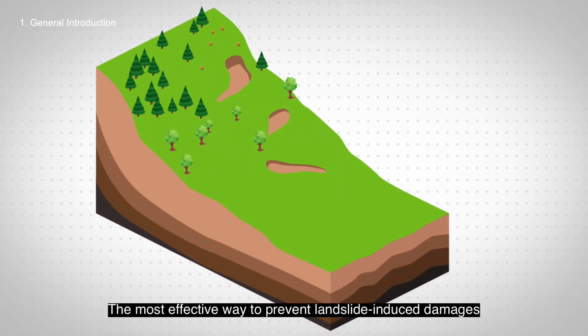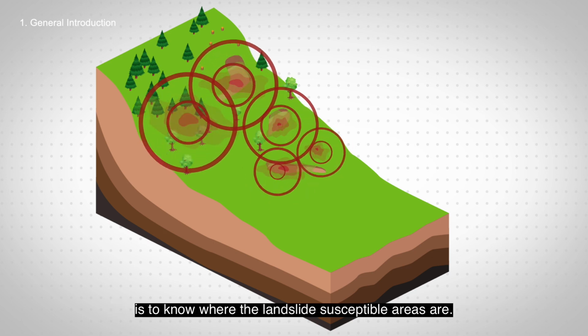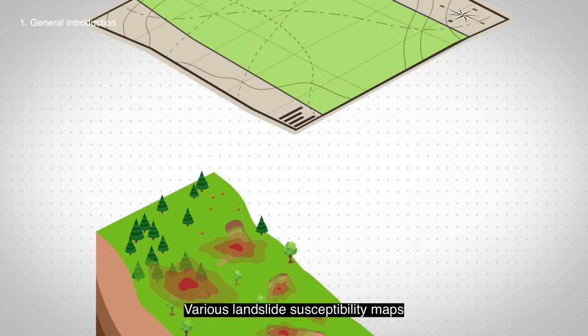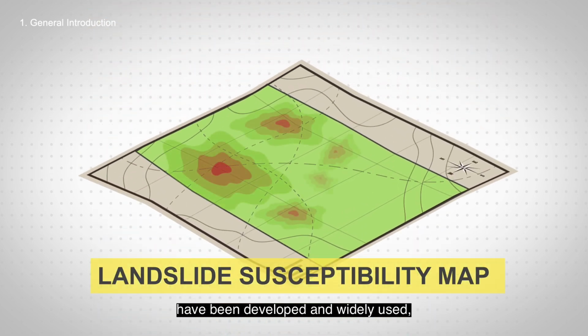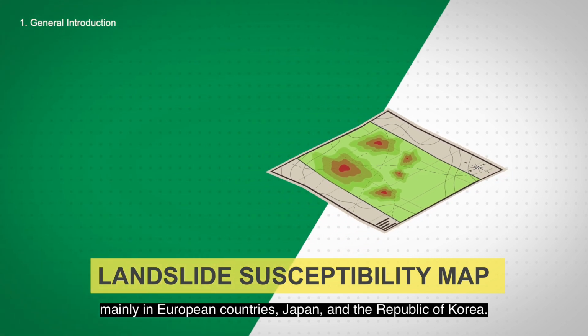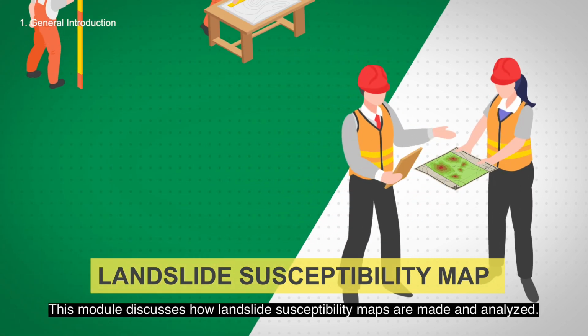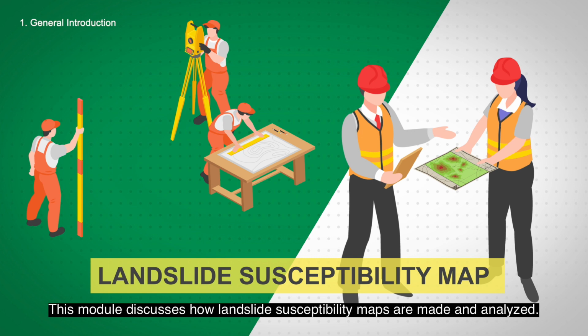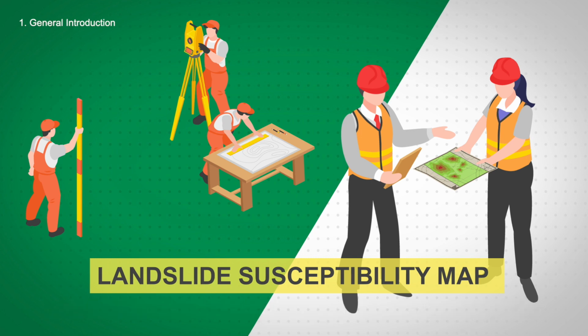The most effective way to prevent landslide-induced damages is to know where the landslide-susceptible areas are. Various landslide susceptibility maps have been developed and widely used, mainly in European countries, Japan, and the Republic of Korea. This module discusses how landslide susceptibility maps are made and analyzed.